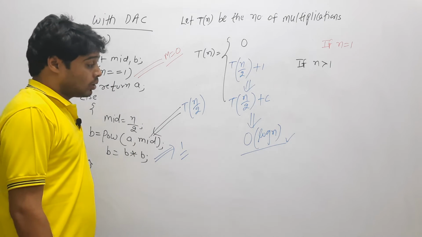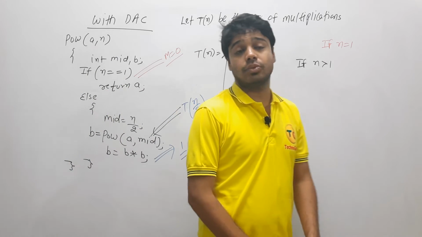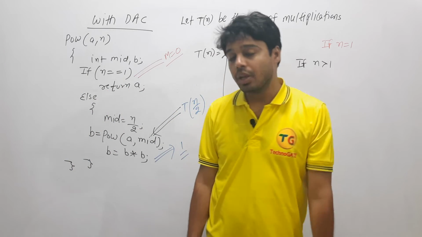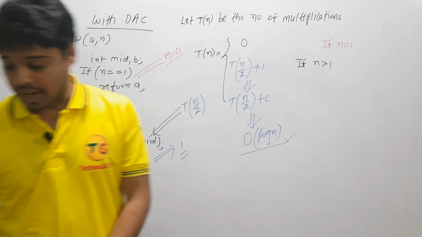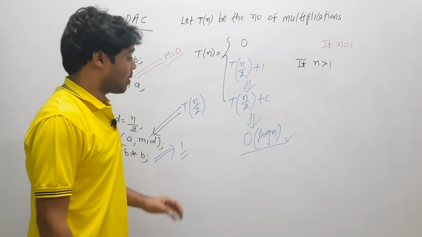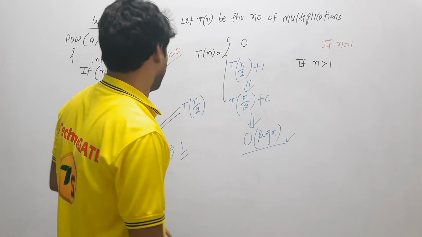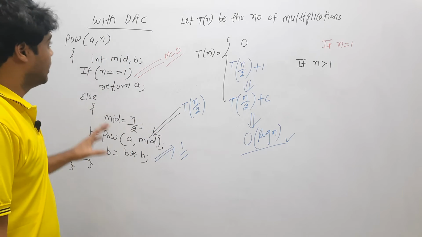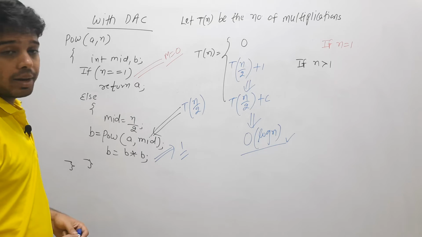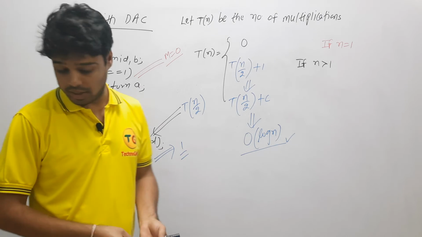So the next important thing is space complexity. Before discussing the space complexity, we solved this recurrence relation. This is the approach for how to find the power of an element using divide and conquer. Okay, so let's see here.